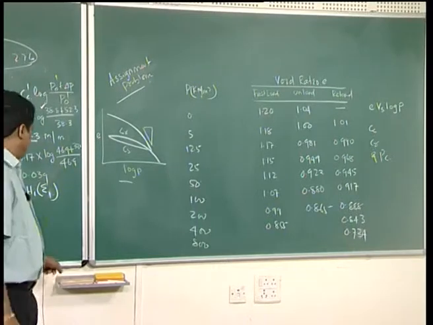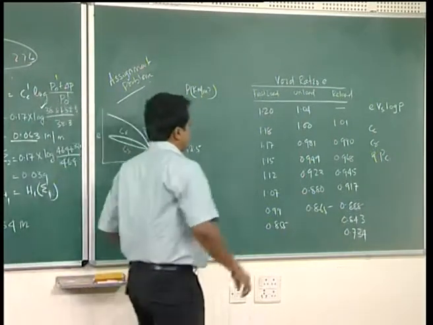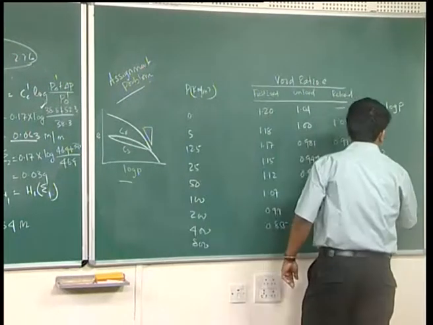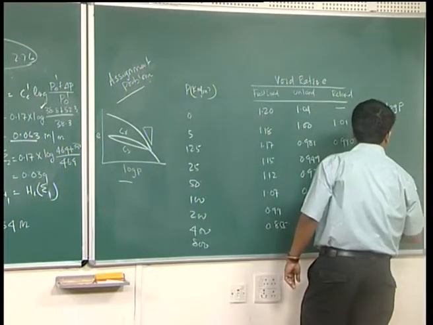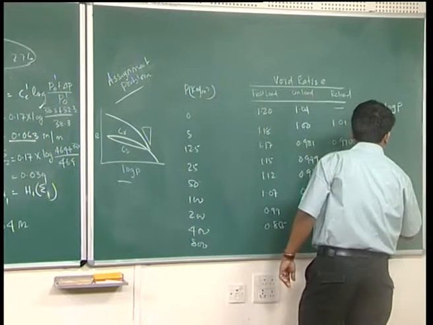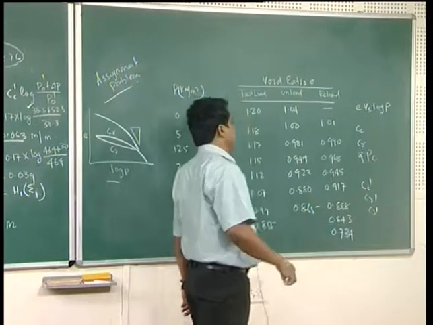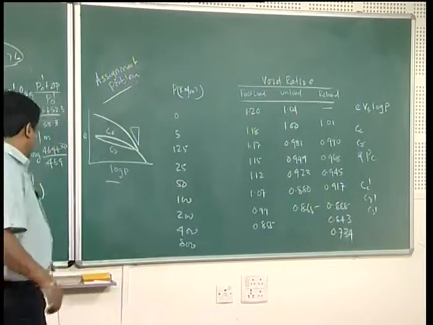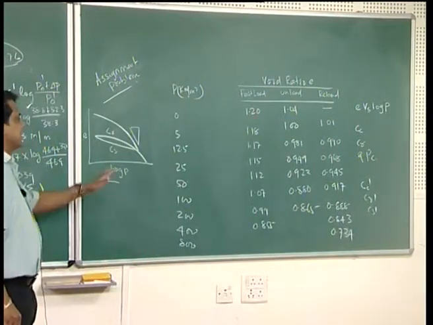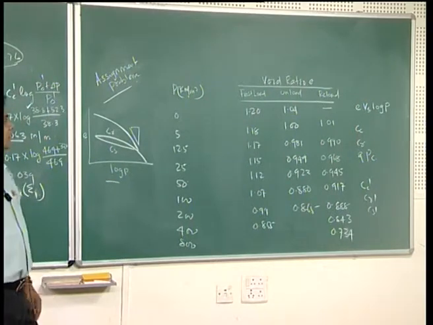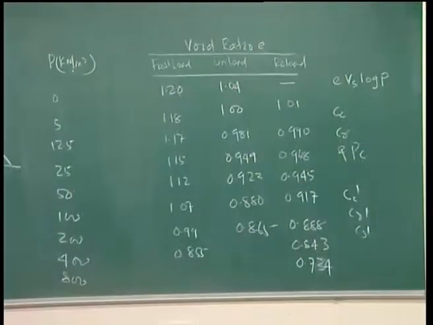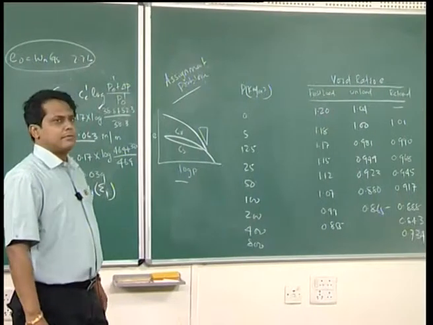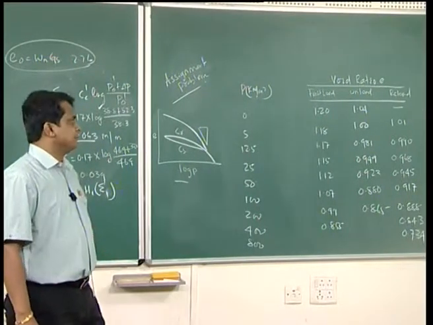Once you do it, from there you can find out your Cc prime, Cr prime, Cs prime, that you can do. Suppose this e versus log P is there, from this diagram can you plot strain versus log P? You can think about strain versus log P. If you can do that, that would be fine. Thank you.